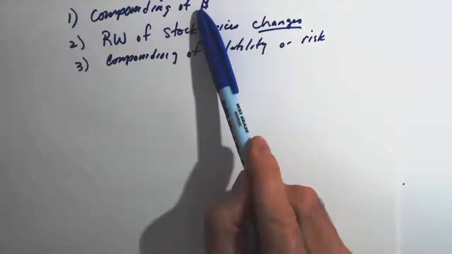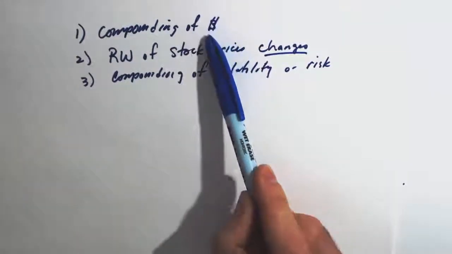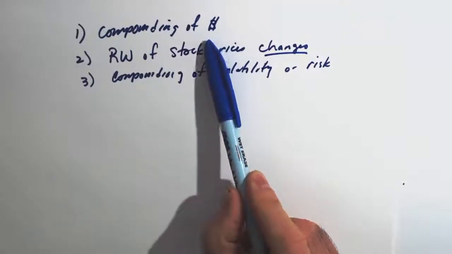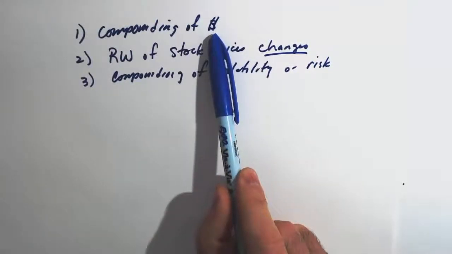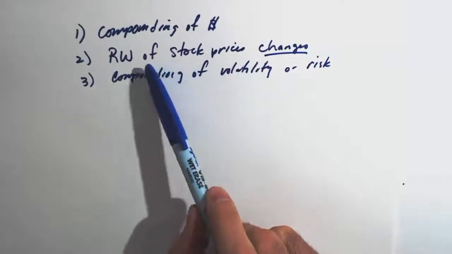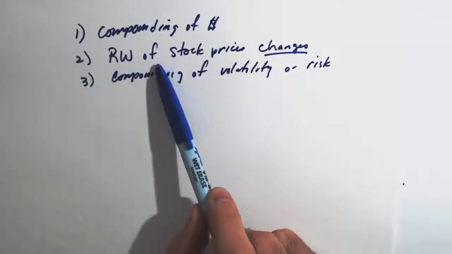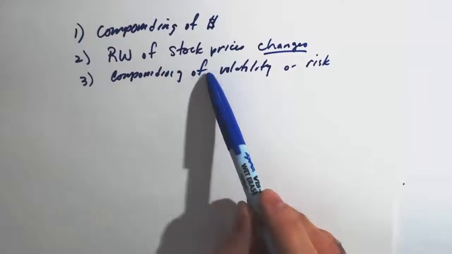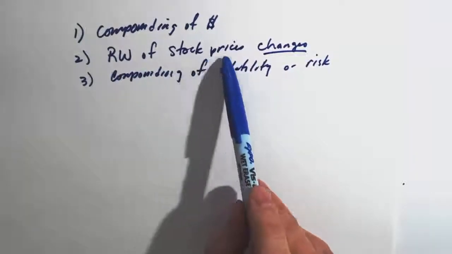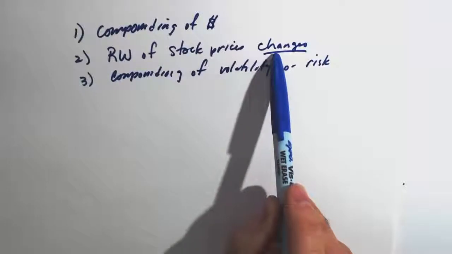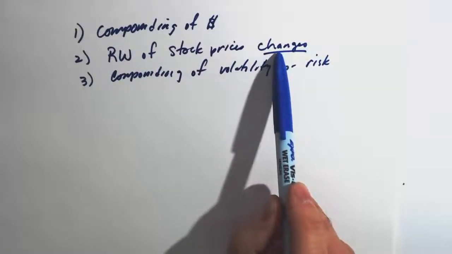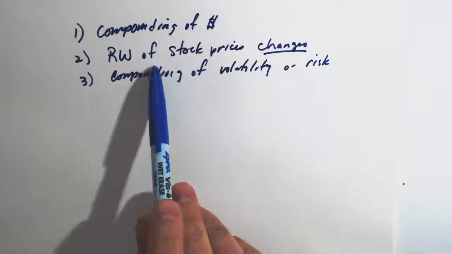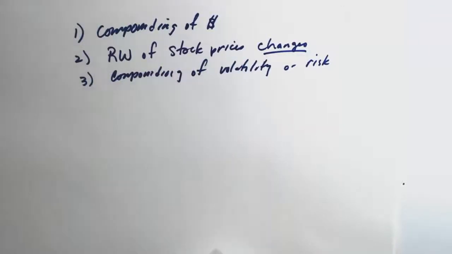Now, the compounding of money, you covered in your previous basic finance course. I'll go over that again in the context of the Black-Scholes model. The random walk of stock prices, you may have heard of it, but we're going to go into it a little deeper and look at what precisely we mean by a random walk. And the random walk has implications for the compounding of volatility, the compounding of risk, which is something you probably have not seen before in a previous finance course.